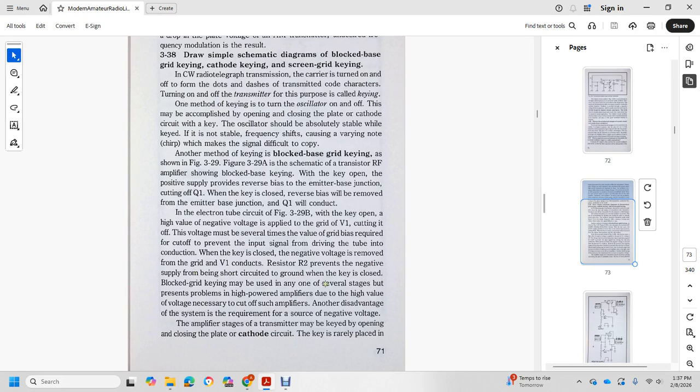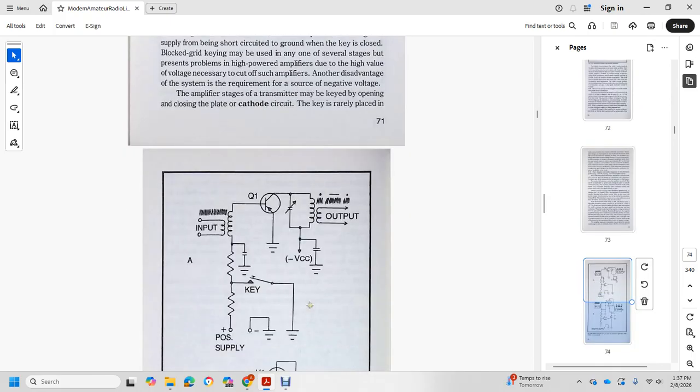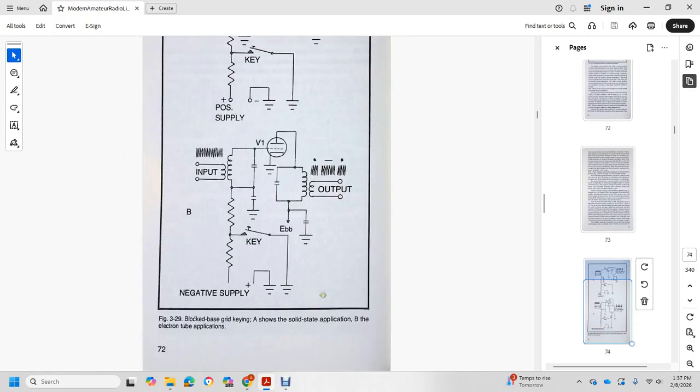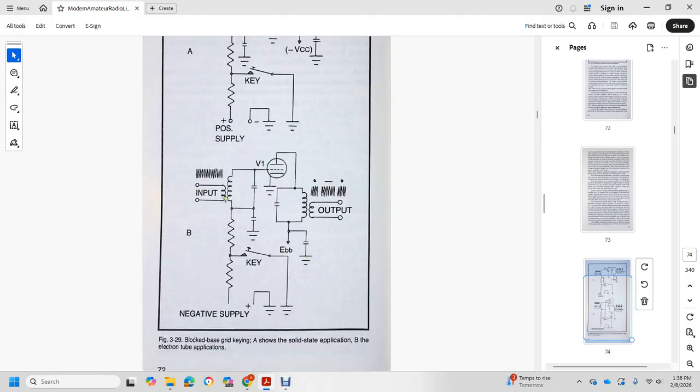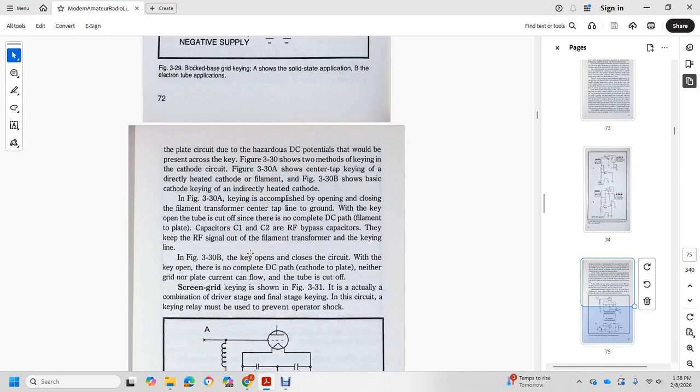Block grid keying may use any one of several stages. It presents problems in a high-powered amplifier due to the high voltage necessary to cut off the tube amplifier. Another disadvantage is the system equipment over the negative voltage amplifier stage. The transmitter may be keyed by opening and closing the plate or cathode circuit, but the key is rarely placed in the plate circuit due to the hazard, since a DC potential would be present across the key. It shows the output voltage and constant current, with the input transistor key with the positive supply on the ground and the negative supply input.